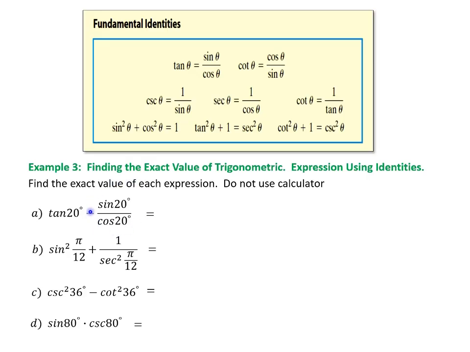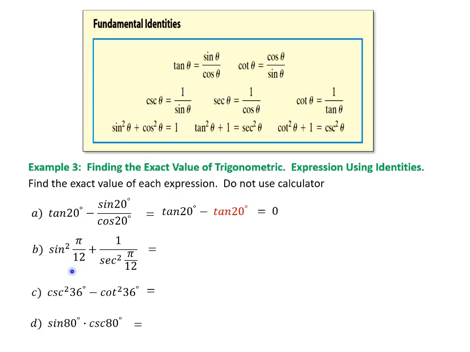So without using a calculator, we can write this tangent 20, that is the first term, and then you can use the quotient identity, which is sine over cosine, which is equivalent to tangent. So the second term is simply tangent 20 degrees. So here, tangent 20 degrees minus tangent 20 degrees is equivalent to 0.